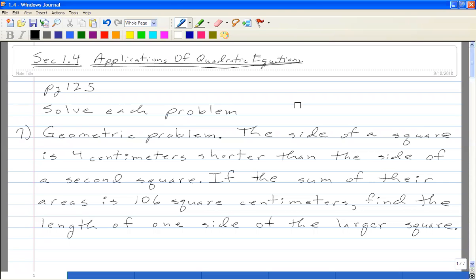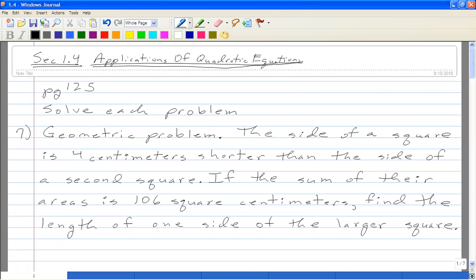Section 1.4, Applications of Quadratic Equations. So in this section, we're just going to be doing some word problems involving quadratic equations. And so these actually turn out to be easier than word problems involving linear equations. So let's do on page 125, problem number 7.